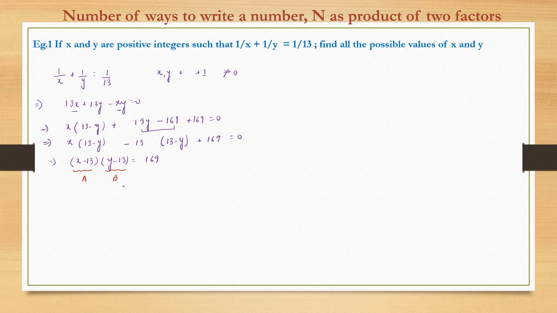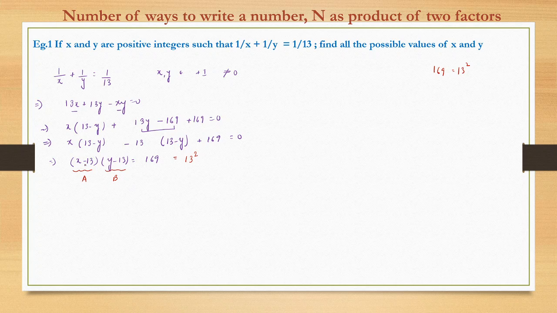So what would be the number of solutions? The number of solutions would be the same as writing 169 as a product of two factors. So we know 169 is 13 square, which can be written as a product of two integers, because a and b can take even negative values.